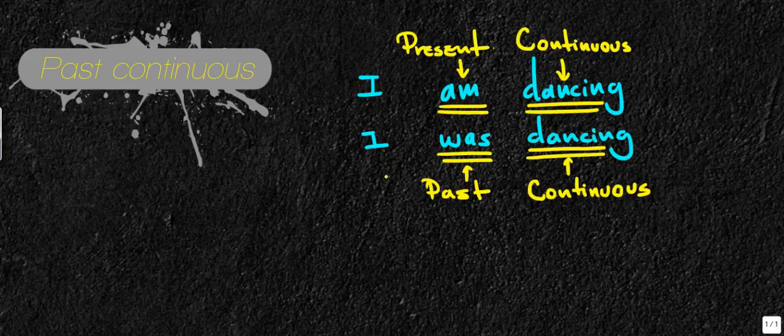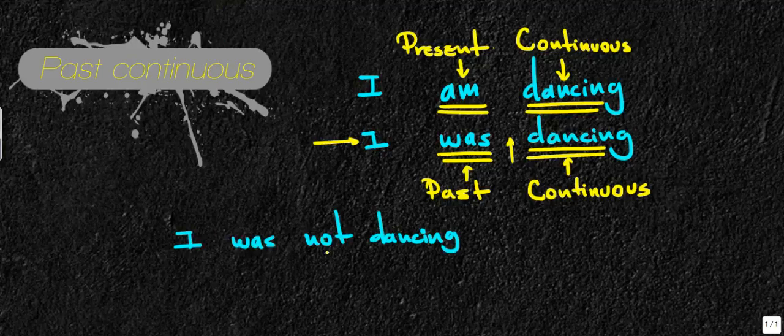To transform this into negative or into a question, we do the same thing that we always do. Say, for example, I want to transform this sentence into negative. I would change the auxiliary into the negative by including not right here. So the new sentence would say, I was not dancing. So in this case, we simply add not after was to transform it into negative.